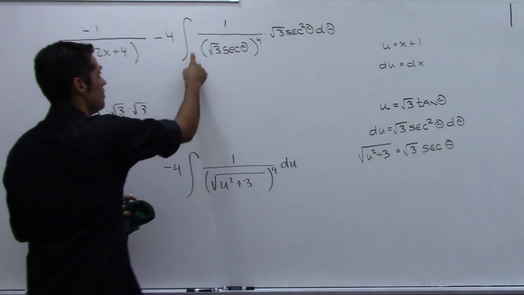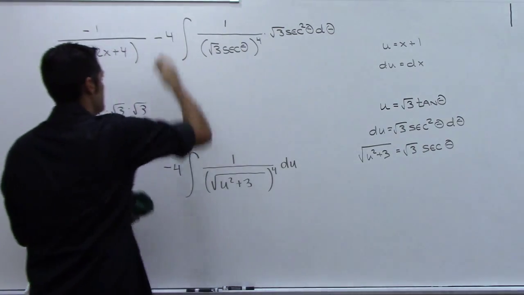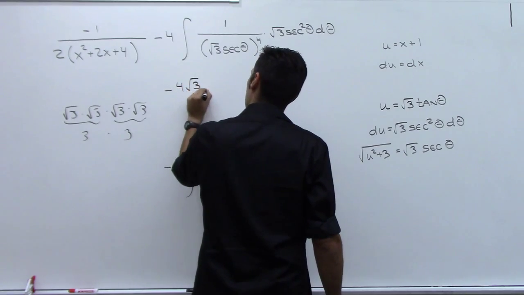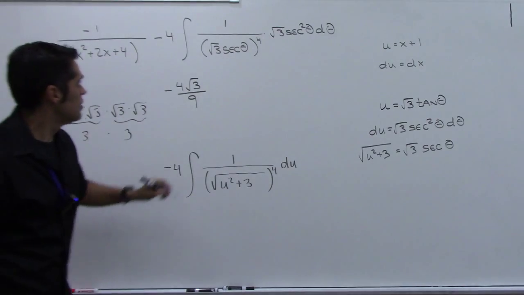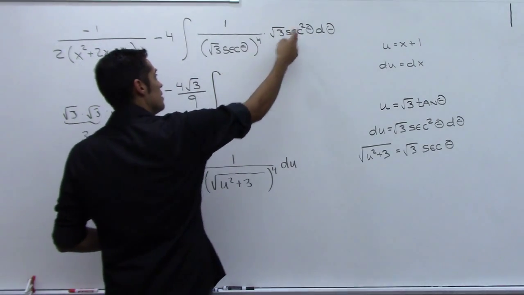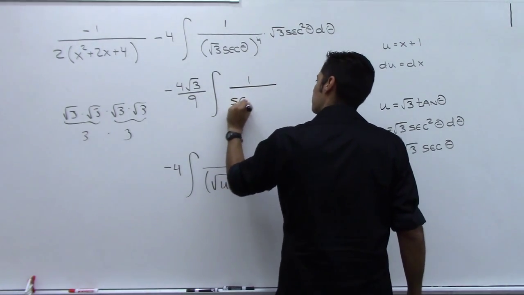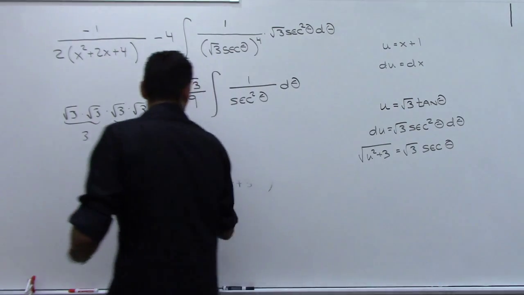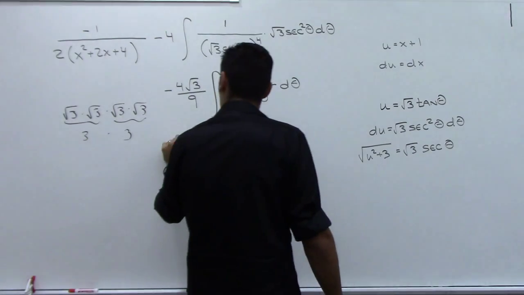So I have a 9 on the bottom here. And then up here, just a root 3. So I'm going to bring out of this integral a root 3 on top and a 9 on the bottom. And then I still have integral. Now I have secant to the 4th power, and I have secant squared. That leaves me with 1 secant squared in the bottom. And we've seen that before. 1 over secant squared is the same as cosine squared on top.